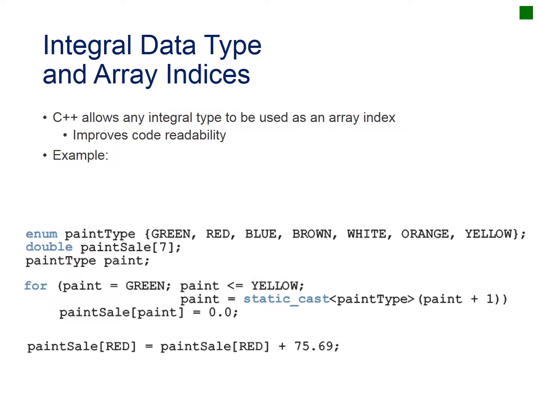Integral data type and array indices. C++ allows any integral type to be used as an array index. Doing so improves code readability.